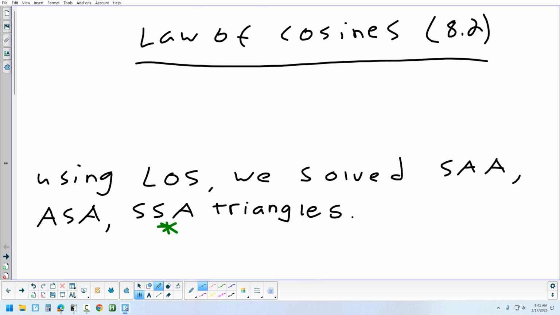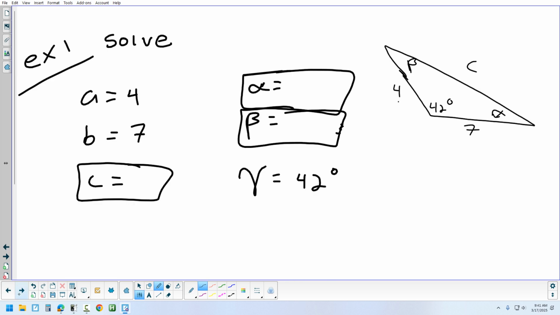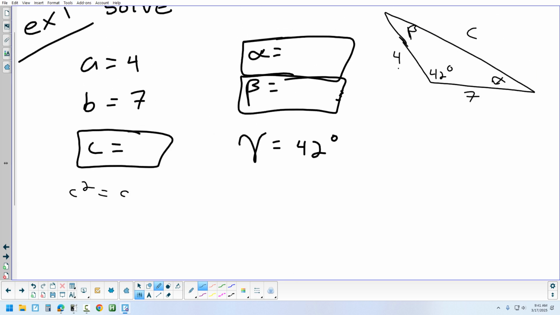I also have to fill in an angle. There's only one angle that I know right now, gamma. So we have to use the top version of the formula. Okay, so C squared equals A squared plus B squared, minus 2AB cosine gamma. That's what we're going to fill in.